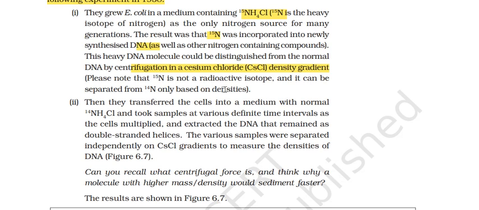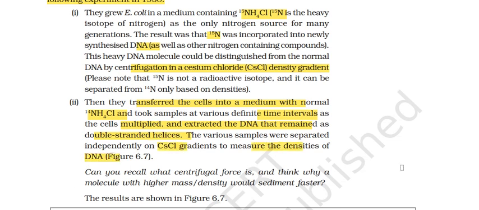ये दोनों isotopes हैं, दोनों radioactive नहीं हैं, तो हम इनको सिर्फ cesium chloride का एक density gradient medium ले लेंगे, ठीक है. उसमें जब centrifugation करेंगे ना, different depths पे हमें different molecules मिलेंगे, and you can actually understand density के basis पे हम उनको separate कर सकते हैं. N15 heavy है, N14 normal वाला है जो light होने वाला है. Then they transferred the cells into a medium with normal ammonium chloride, जिसमें N14 लिया. N14 आप समझ रहे हैं जो normal हमारा nitrogen है, and took samples at various definite time intervals as the cells multiplied and extracted the DNA that remained as double-stranded helices. The various samples were separated independently on cesium chloride gradients to measure the densities of DNA.